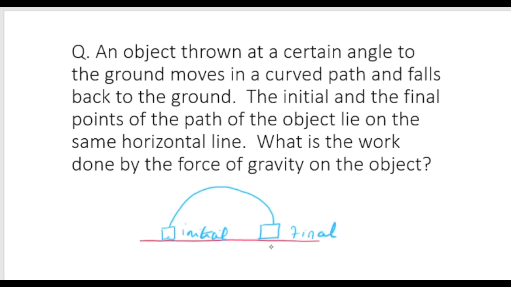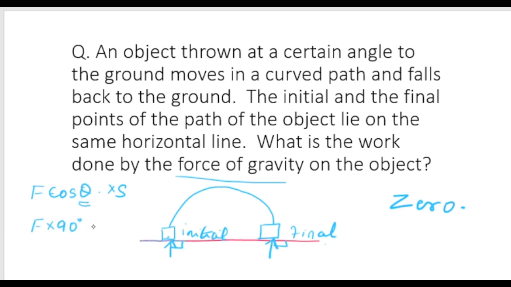So this is the direction of their movement, but the force of gravity is perpendicular to that. You can see this angle is perpendicular. So if the angle between F and S is 90 degree, the work done is considered as 0. So here the work done is 0. I told you the formula is F cos theta, theta is the angle here, into displacement. So F into cos 90 degree into S. Cos 90 is equal to 0. So the answer is 0.